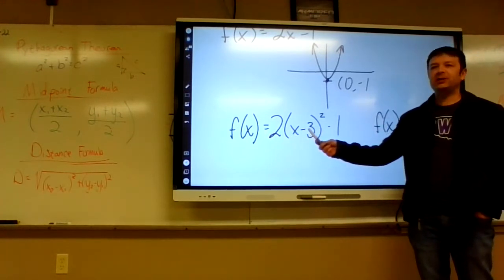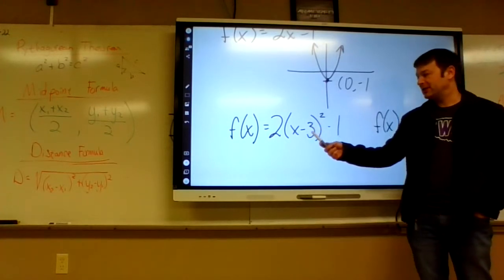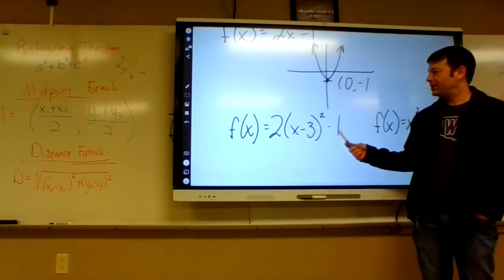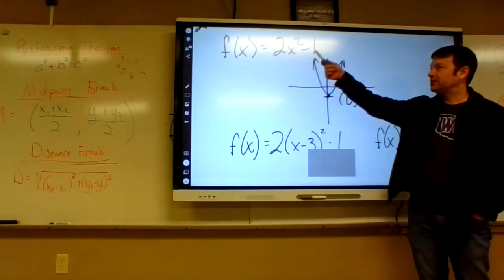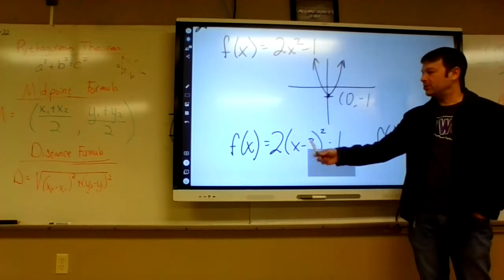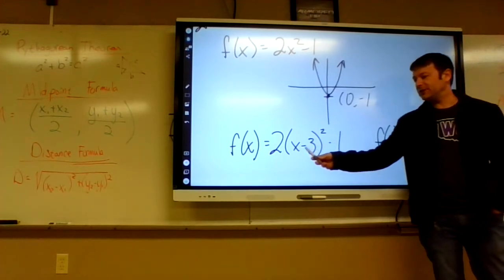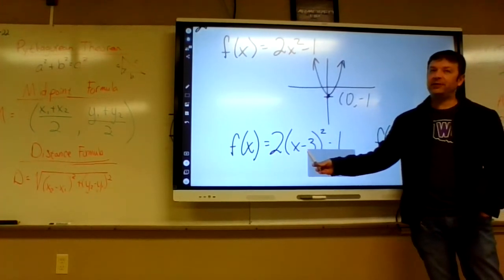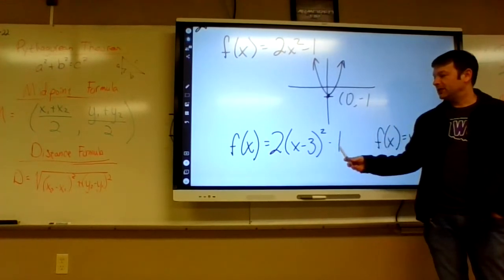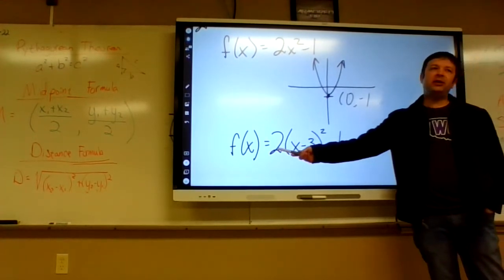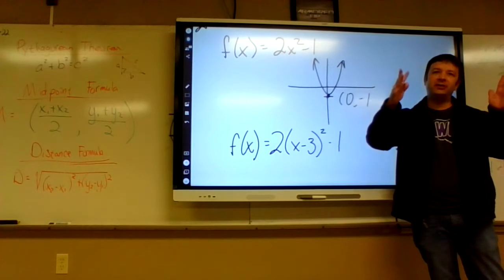What does the -3 directly on the x do to the graph? We've seen this before. Moves it right 3. And what did this do? Down 1, just like that. So when it's directly on the x, it moves left or right, but it does the opposite of what it looks like. So it doesn't go left 3, it actually goes right 3. And this moves it down 1. The 2 out here still makes it go up twice as fast. That doesn't change.